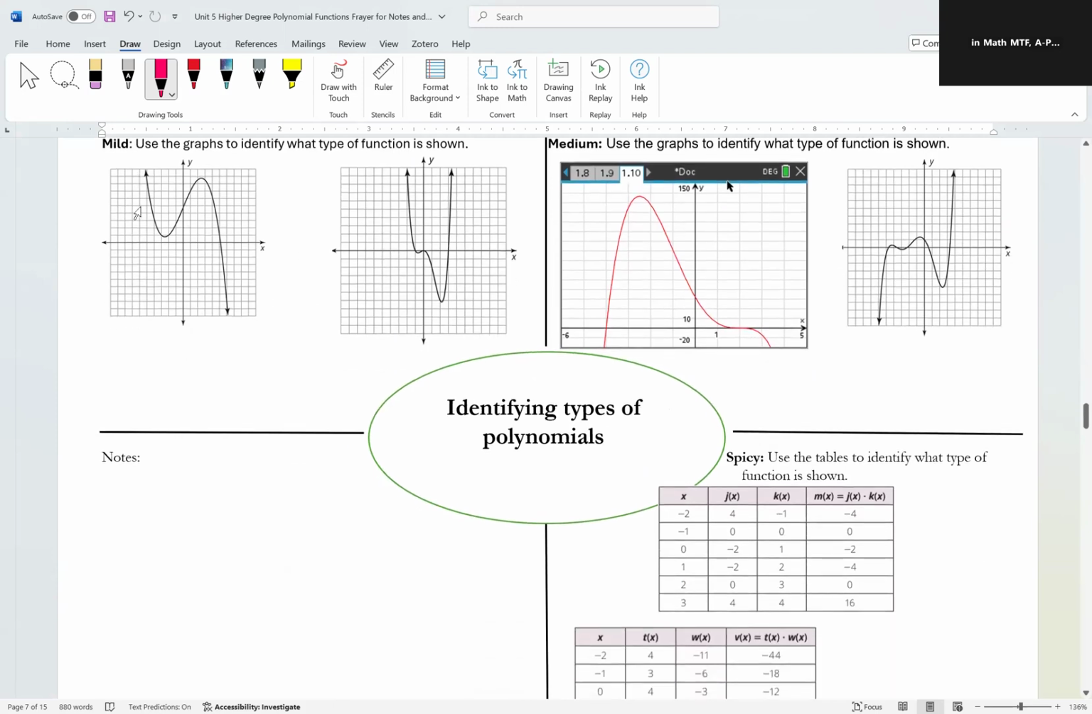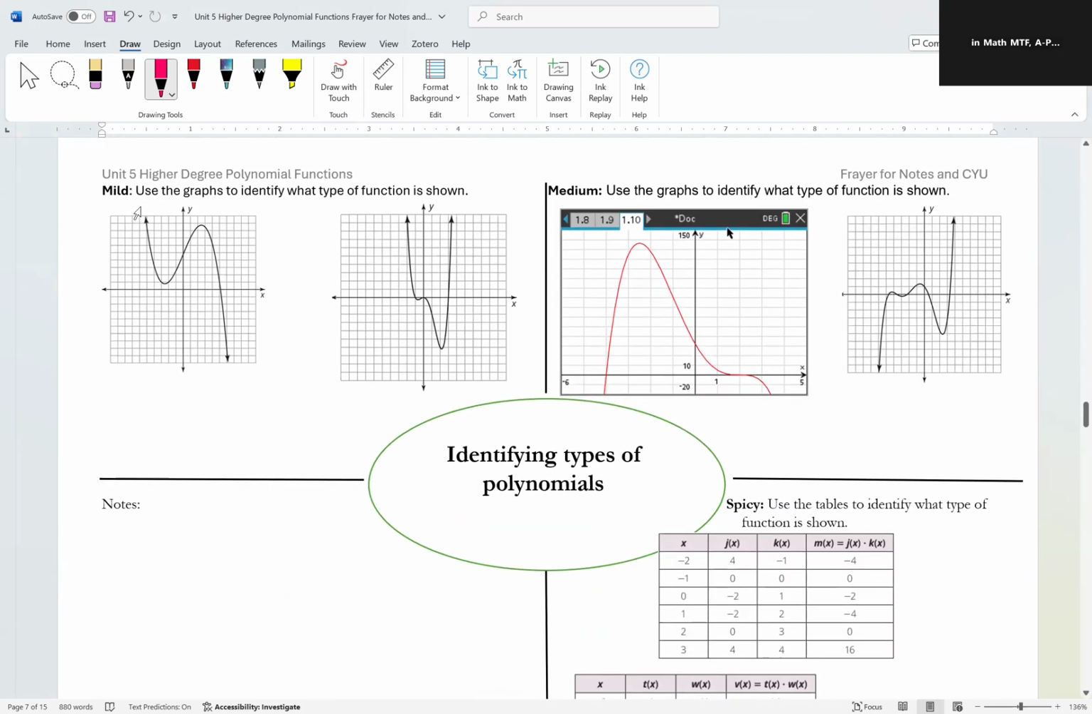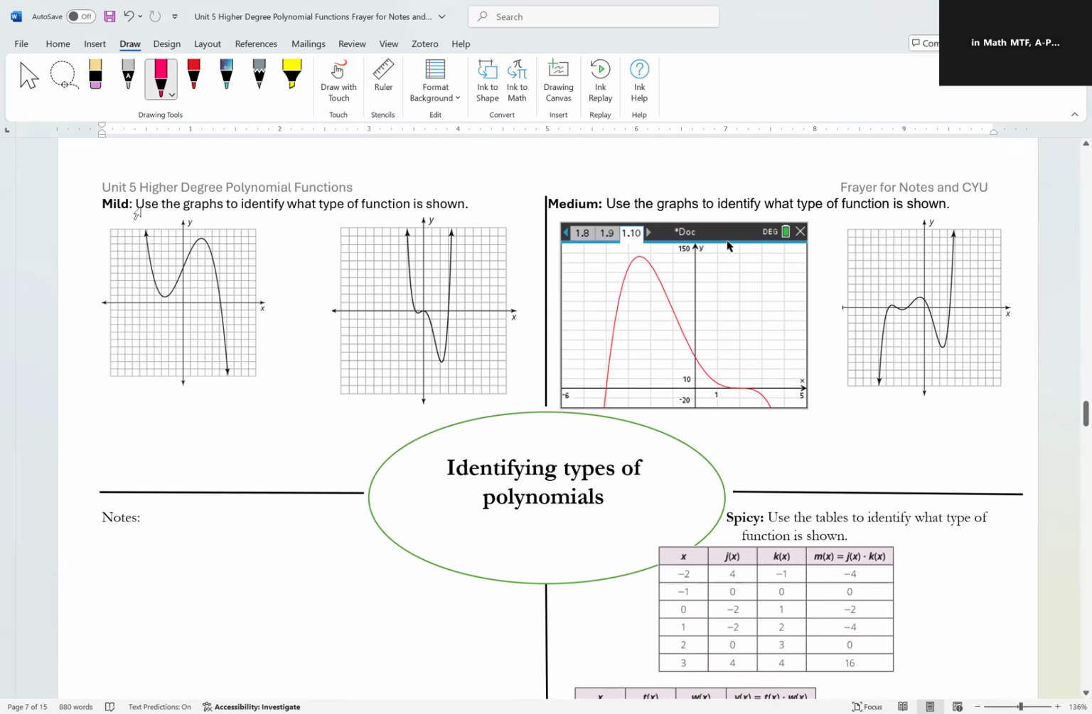Okay. So identifying types of polynomials. You use the graph to identify what type of function is shown. A couple of things to notice. End behavior is the same down here, so it's got to be even degree. And I've got one x-intercept here and one x-intercept here, but that's going to be a triple root.